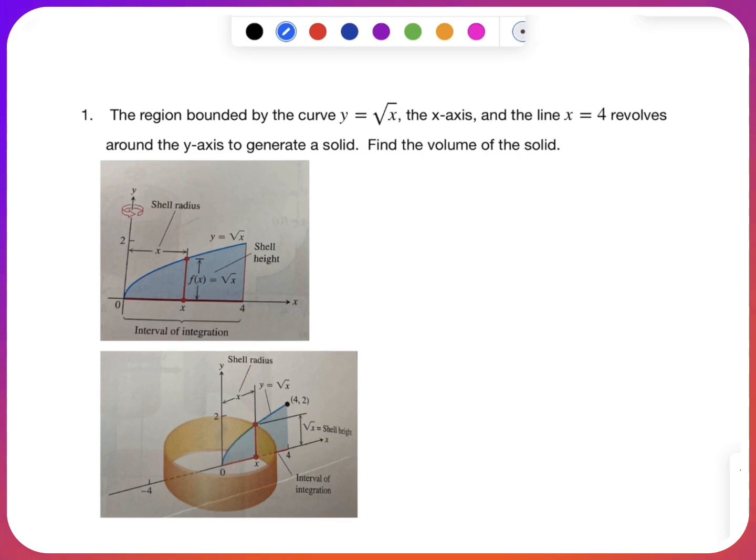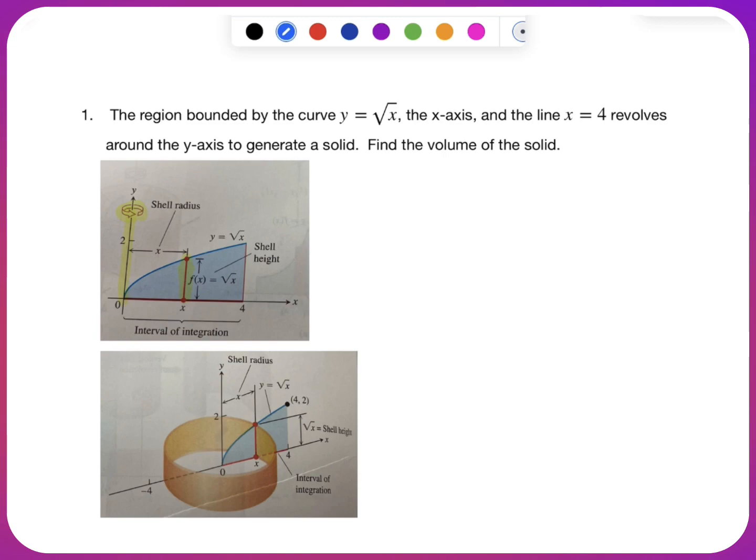All right, so let's start with this one. Now, you would probably have to draw the picture. I went ahead, to save time, and put the picture in. So we're going to find the region bounded by the curve y equals square root of x, the line x equals 4, and the x-axis generates a solid. Find the volume of it. Now, we did one similar to this already, but we revolved around the x-axis. Now we're going to revolve around the y-axis.